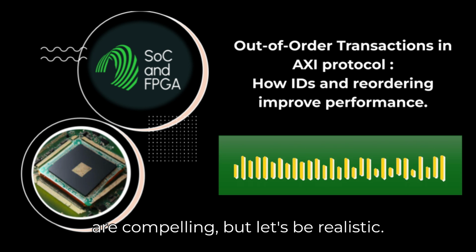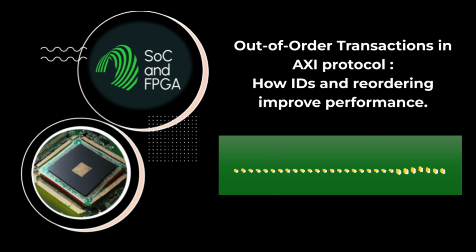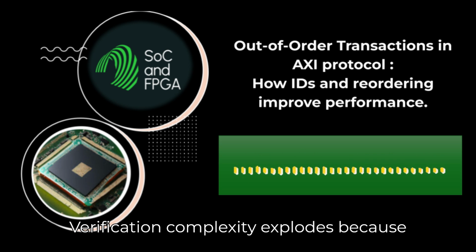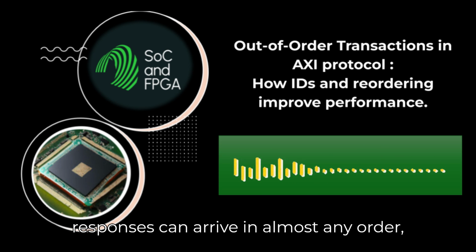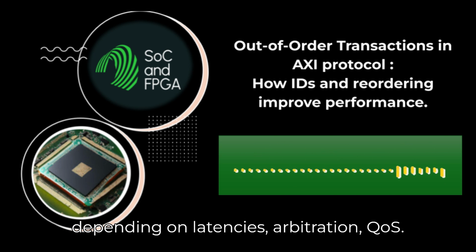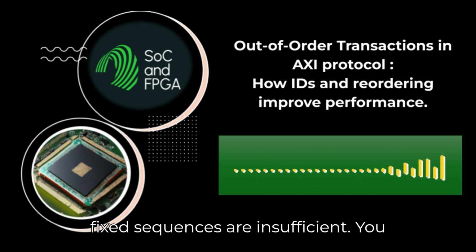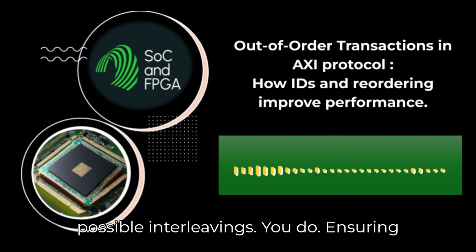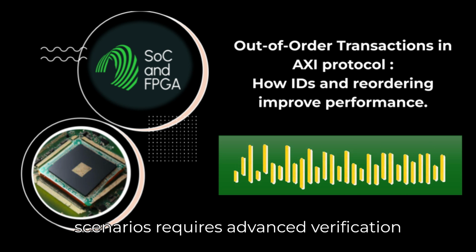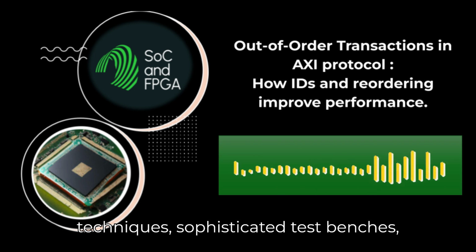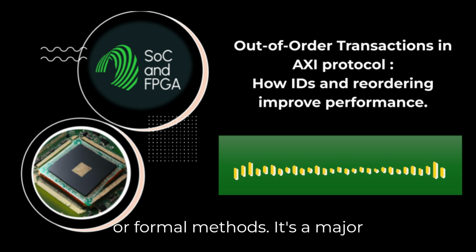Okay, the benefits are compelling. But let's be realistic. Implementing something this complex must have challenges. What's the big one? Verification. Without a doubt, verification complexity explodes. Because things don't happen in a predictable order anymore. Exactly. Transaction responses can arrive in almost any order depending on latencies, arbitration, QoS. Yeah. Traditional simulation methods based on fixed sequences are insufficient. You have to cover a massive state space of possible interleavings. You do. Ensuring correctness under all possible reordering scenarios requires advanced verification techniques, sophisticated test benches, and often huge amounts of simulation time or formal methods. It's a major engineering effort.